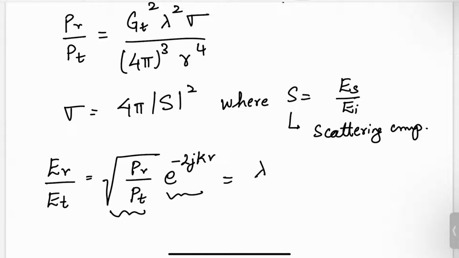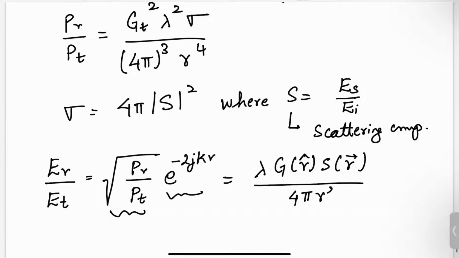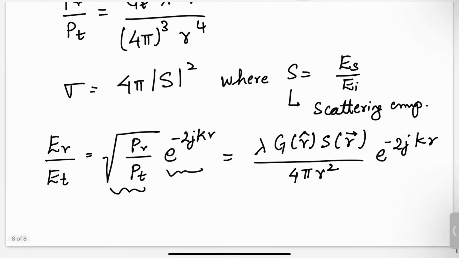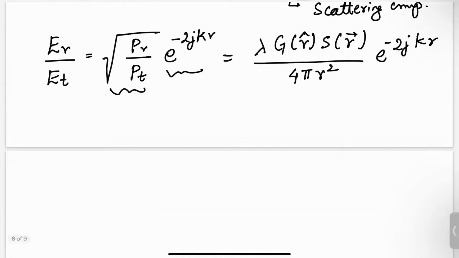So that is essentially lambda g, which is the gain of your antenna, which is actually a function of the direction, r hat, times the scattering amplitude, which is a function of the position, divided by 4 pi r square, e to the minus 2j kr. So effectively, our SB should now be written as a more accurate estimate, a more accurate model, as a function of r prime and k.